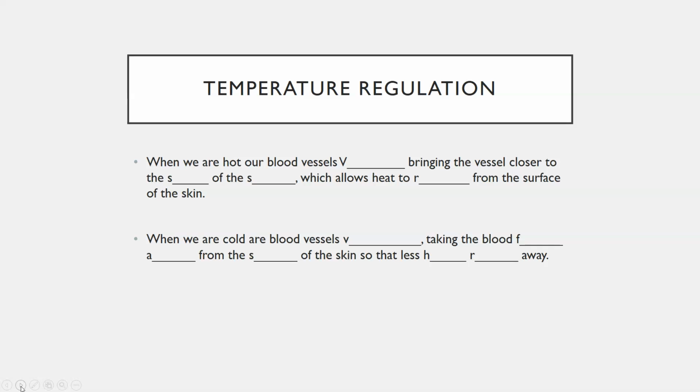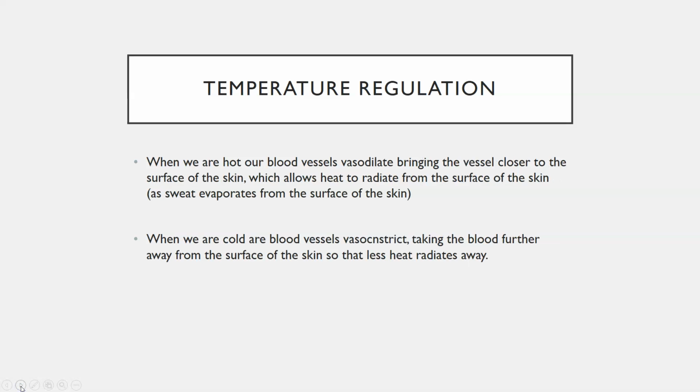So what we should have is when we are hot, our blood vessels vasodilate. Remember, that is when they widen. So our blood vessels widen. This brings the blood vessels closer to the surface of our skin, which means that heat can radiate from the surface of the skin. I've put in brackets here as well that we do sweat. So when we sweat, that sweat evaporates from the surface of the skin. So that's really important. Remember, it's our blood that actually gets hot.